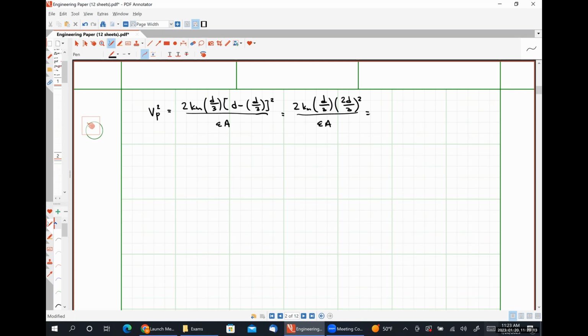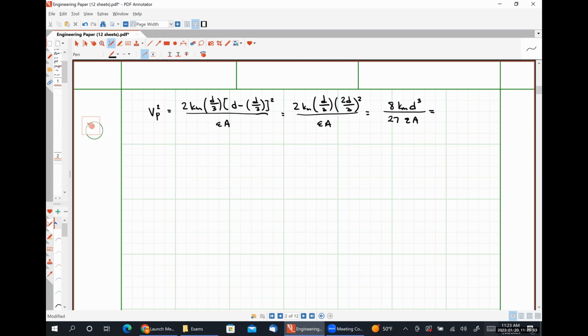And now we're just doing a bunch of simplifications here. So 2D quantity squared is going to look like 4D squared. When I multiply that by another D, I'm going to have 4D cubed. 4D cubed times 2 km is going to look like 8 km D cubed. And then I have 1/3 times 1/3 times 1/3, which looks like 1/27. So I'm going to have this over 27 epsilon A.